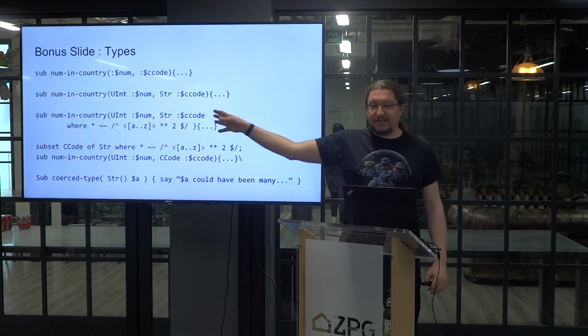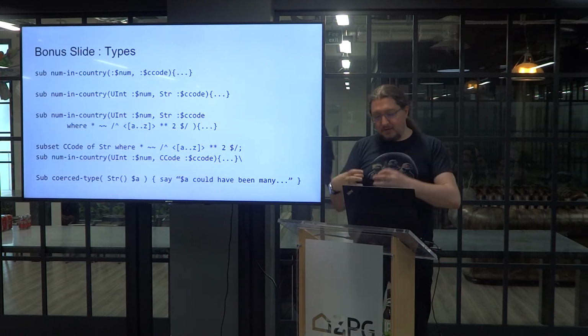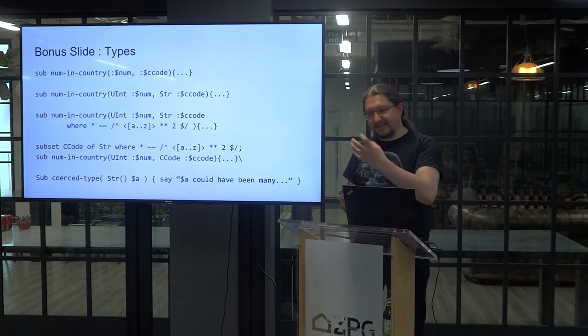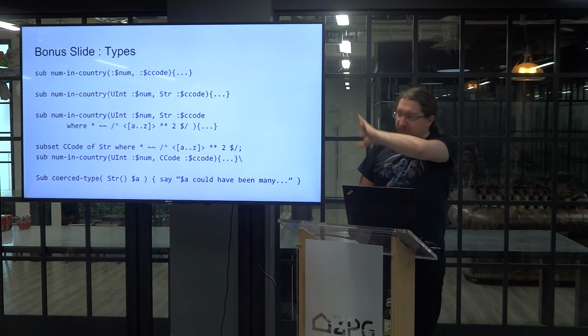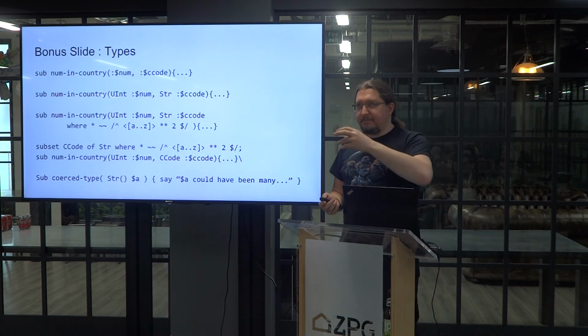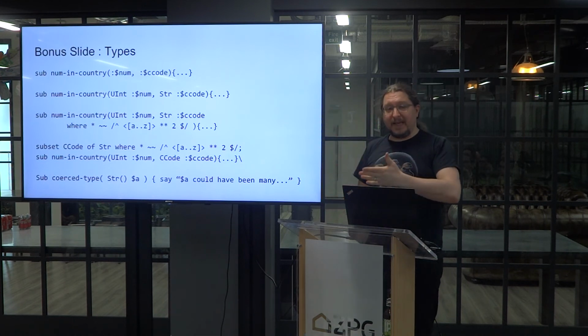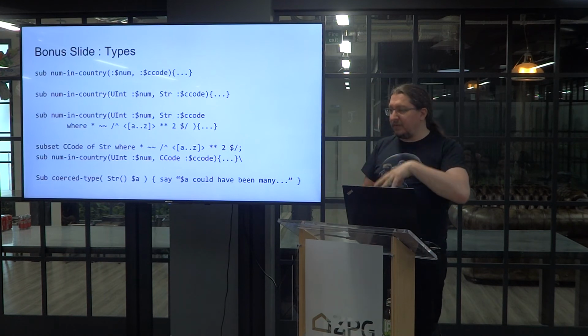And this is all being done in the signature, so we're not hitting the actual code of the function. The function just has to handle the country code. Validation is all being handled in the signature, which makes your code easier to read.